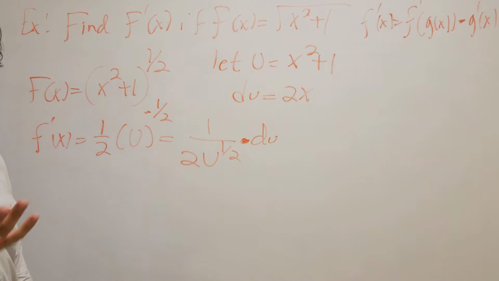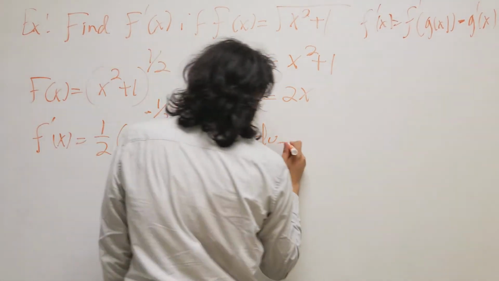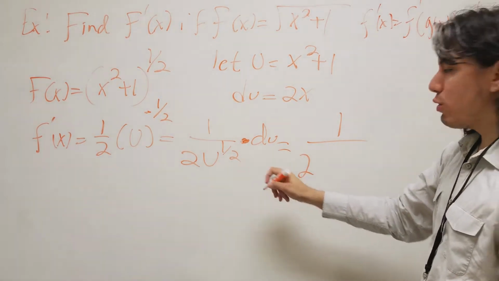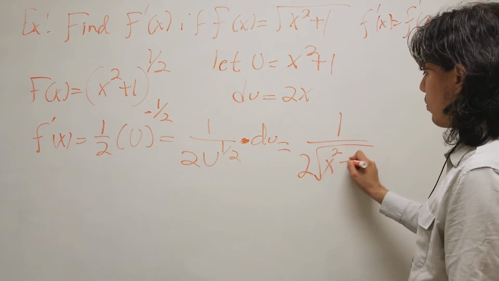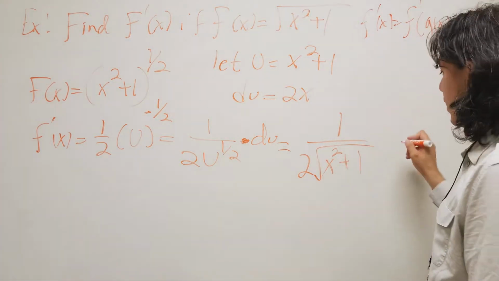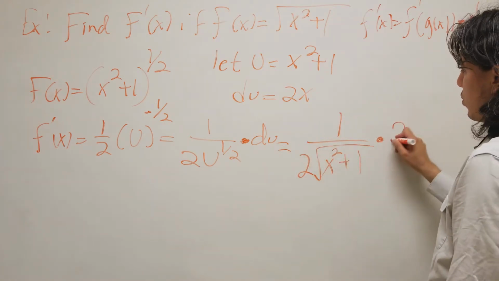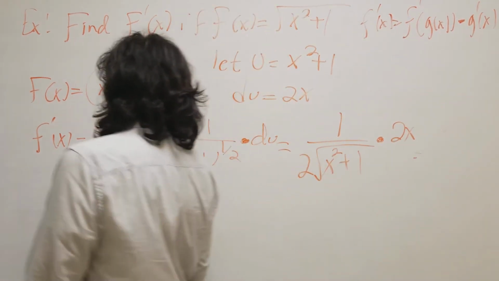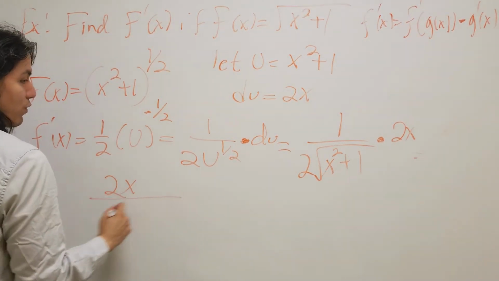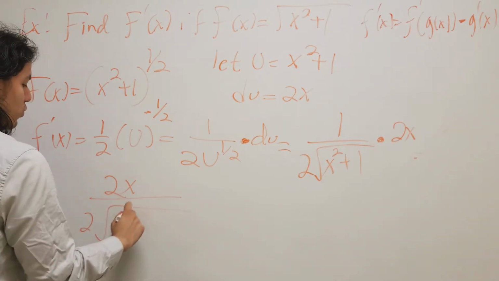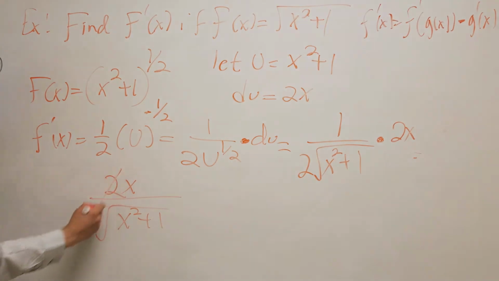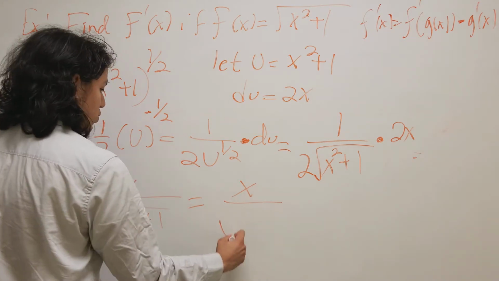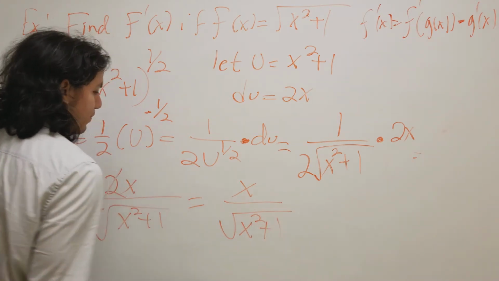Then we're going to change everything from u's back to x's. So it just becomes 1/2, and I'm going to change this back to the square root of x squared plus 1, that's exactly what u was, remember? Times du, which is just going to be 2x. So if I multiply, I get 2x over 2 square root of x squared plus 1, right? The 2s cancel, and your answer is x over the square root of x squared plus 1.